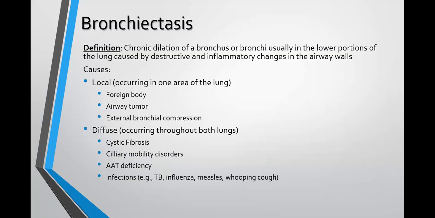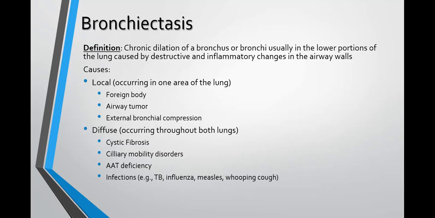Bronchiectasis. Bronchiectasis is the next C-B-A-B-E disease from COPD. The definition of bronchiectasis is chronic dilation of bronchus or bronchi, usually in the lower portions of the lung, caused by destructive and inflammatory changes in the airway walls. So bronchiectasis is dilation of the bronchus or bronchi, okay? Dilation would mean that they're wider than they should be, right? The bronchi or the bronchus is wider than it should be, all right?